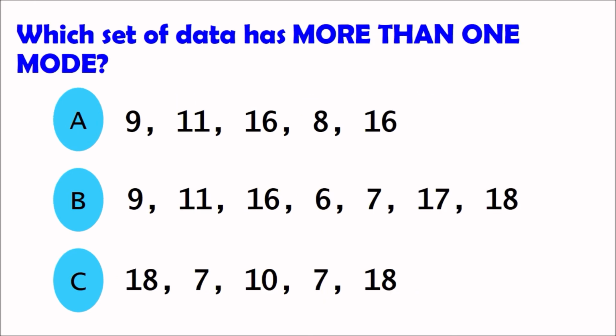And finally, which set of data has more than one mode? If you said C, you were correct. So if you look at C, you've got 7 appears twice and 18 appears twice. So we've got 2 modes there. If we look at B, there is no mode, and then A only has one mode, which is 16.